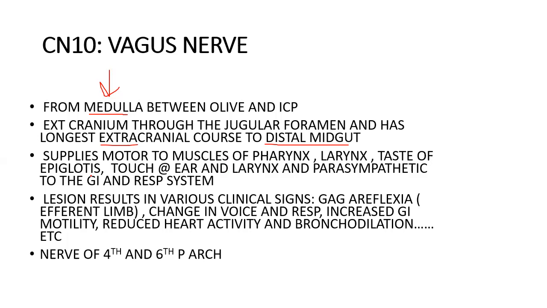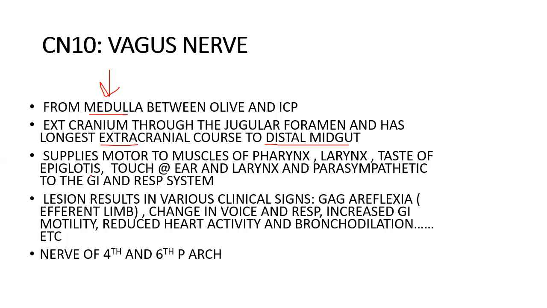So it supplies motor to muscles of the pharynx, larynx, taste from the epiglottis, touch around the auricle, the ear, right? And also touch from a small part of the larynx as well. And also it has parasympathetic innervation to the GI system and also the respiratory system, right? You have been familiar with this nerve in the thorax and also abdomen. So lesions result in various clinical signs. So loss of parasympathetic supply in many areas of the body, right?